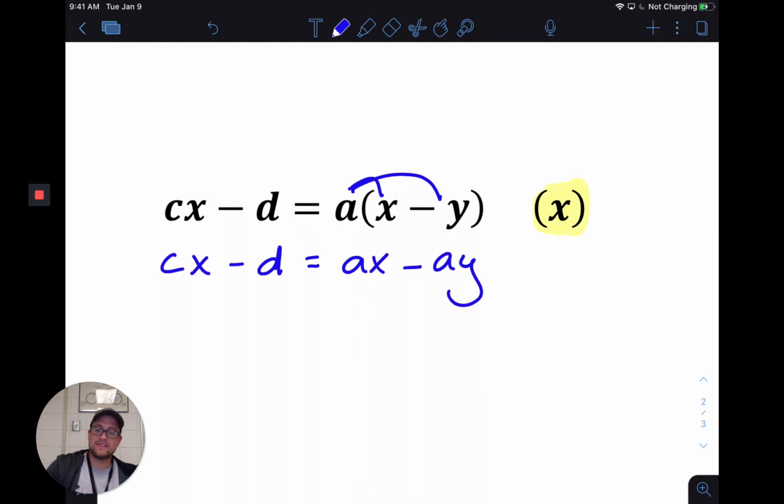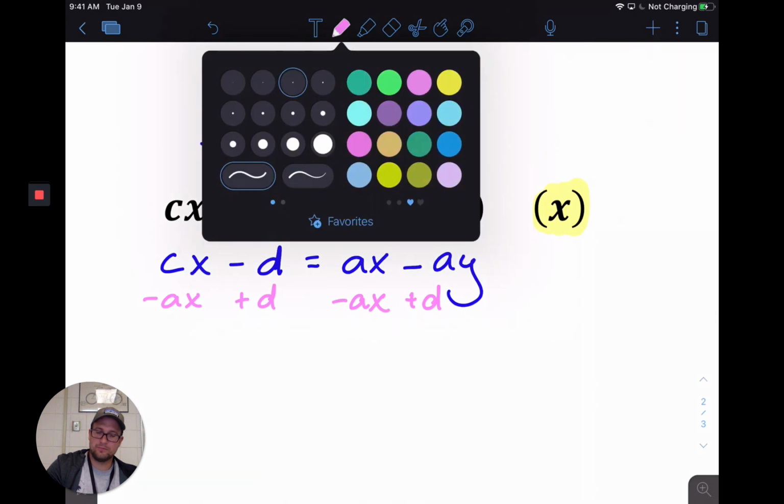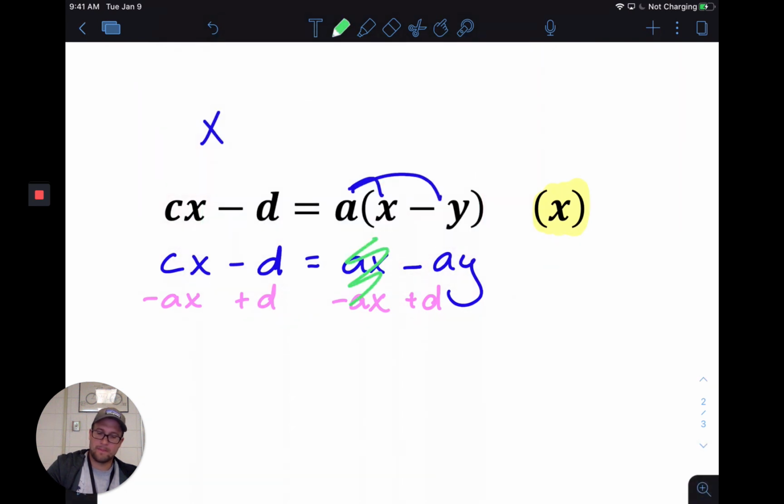Now, let's get my x's on the same side at this point. So I'm going to move all my x's. I'm going to make this my x side. That's where I'm going to try to get all my x's. In order to do that, I'm going to subtract ax from this side and ax from this side. I want to move d over to the other side too because I'm trying to make that my x side, so I'm going to add d to both sides as well. My ax's are going to cancel out here, and my d's are going to cancel out here.